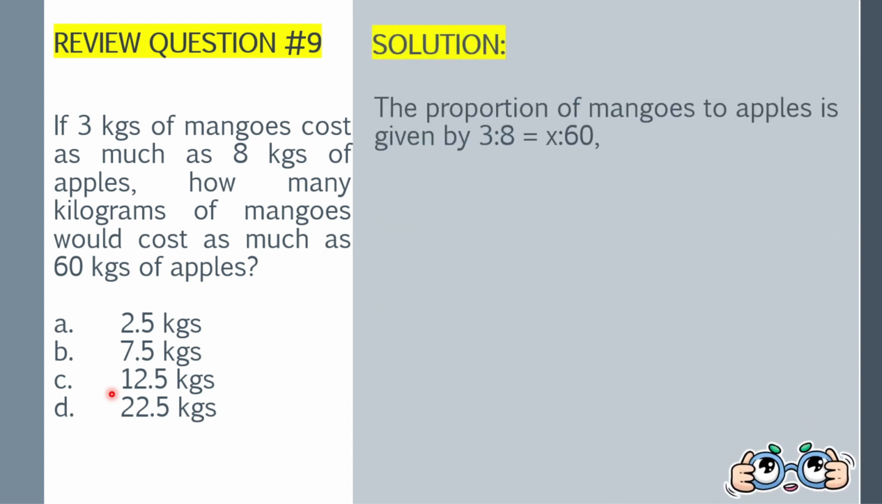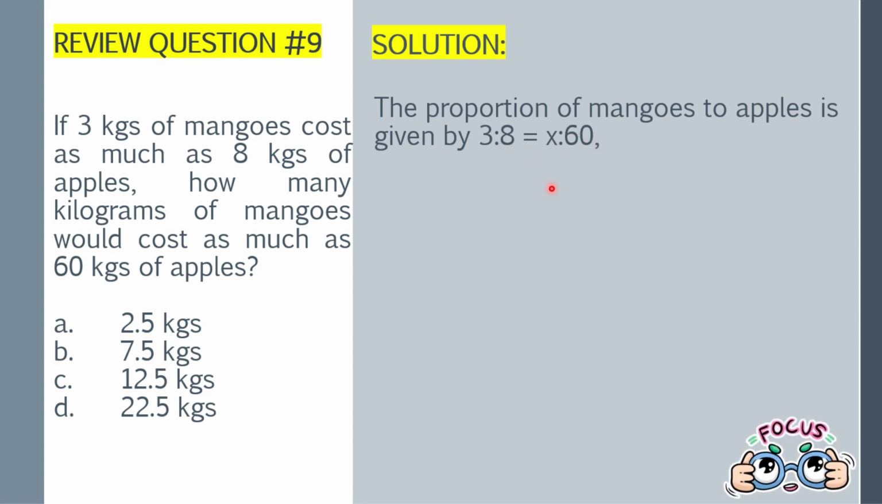So, solution. The proportion of mangoes to apples is given by 3 is to 8 is equal to x is to 60. The 3 is the mangoes, and the 8 is the apples. When we make the comparison again, the missing one is x, which is the mangoes, and the other given is 60 apples. So it should be mangoes to apples, so that it is equal or balanced.